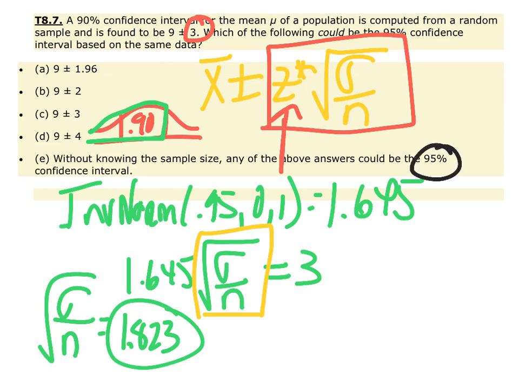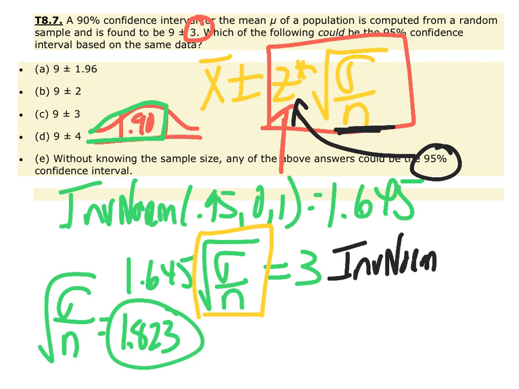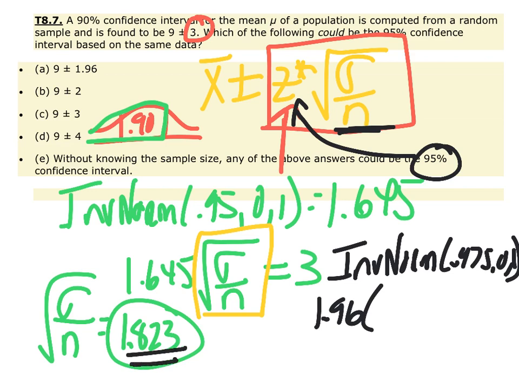Now, they want us to construct a 95% confidence interval. Fine, to do 95%, all we need here is our new z-score, our critical value, and we know the standard error is 1.823. So let's compute a new inverse norm. In this case, for 95% of the curve, we really want 0.975, 0 and 1. That critical value is going to give us a 1.96. Let's take that times our current standard error of 1.823, which would get us approximately 3.57 or 3.6.